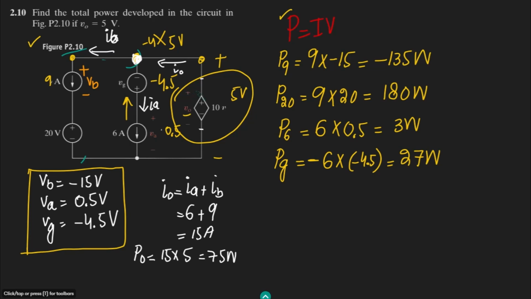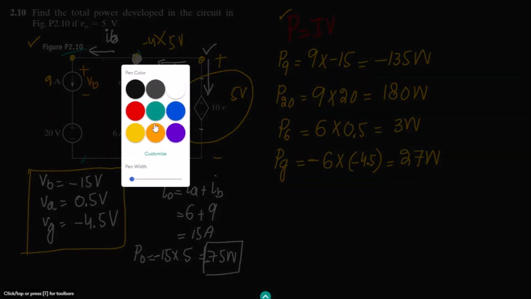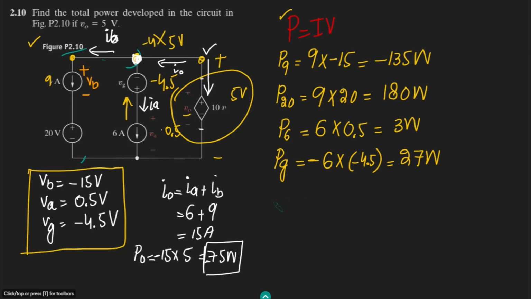But keep in mind that as this is the dependent source, the actual direction of the current should be inwards, not outwards. So if the current is inward, it will be minus 15, so it will be minus 75 watts, which is the developing power. So this is one method. Another method is that in this overall circuit, the developed and the absorbed power should be equal. Therefore, P9 plus P20 plus P6 plus PG plus this P0 should be equal to 0.